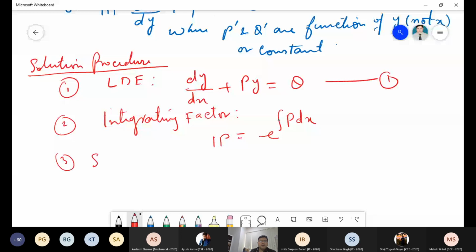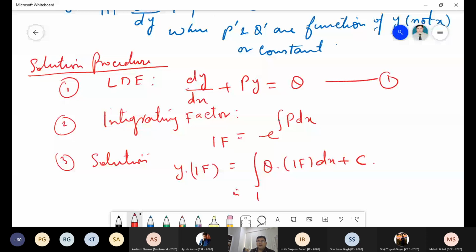Then the solution is: y into the integrating factor equals the integration of Q multiplied by the integrating factor, dx, plus c. This is the required solution of equation 1.